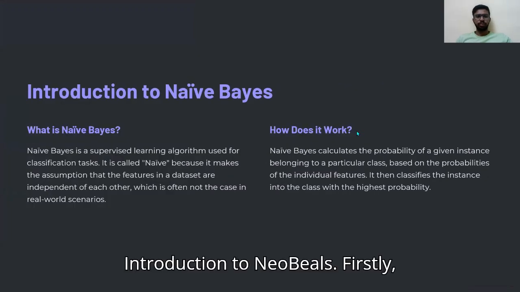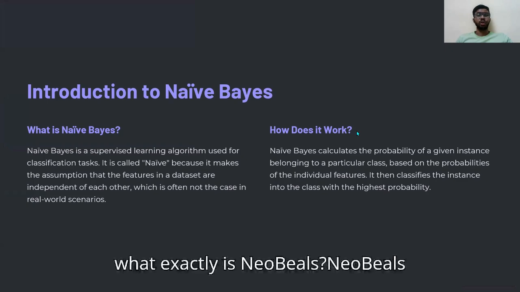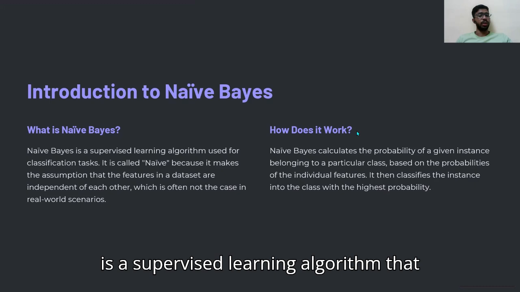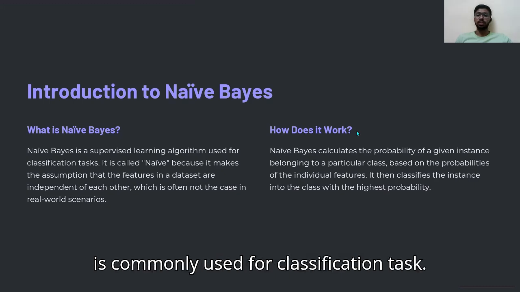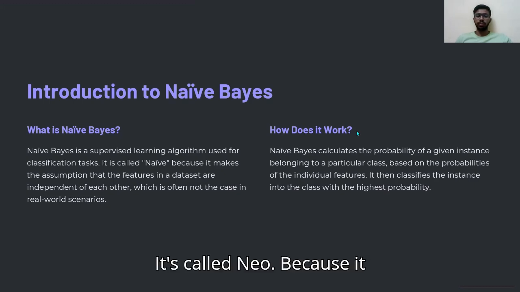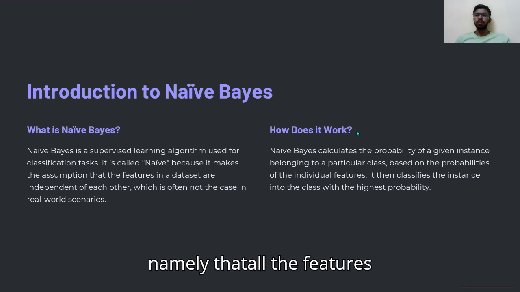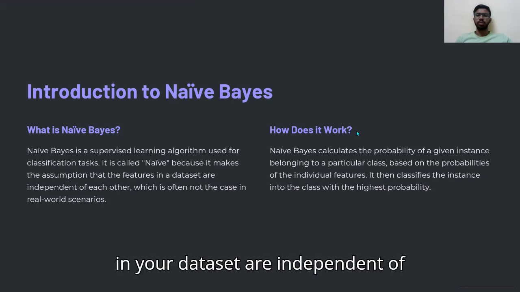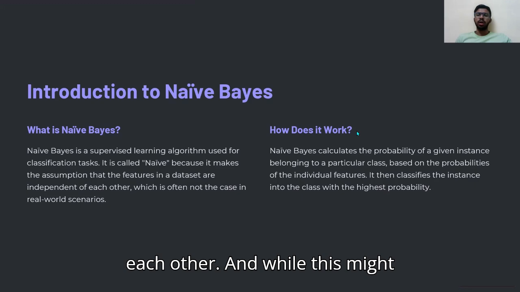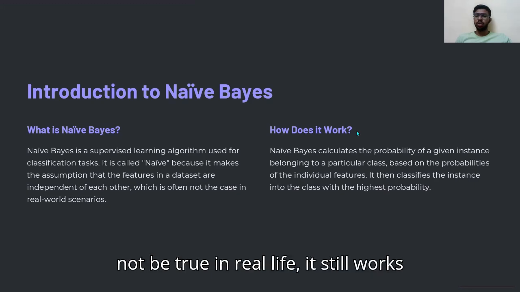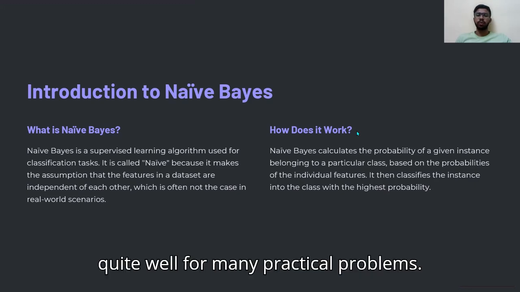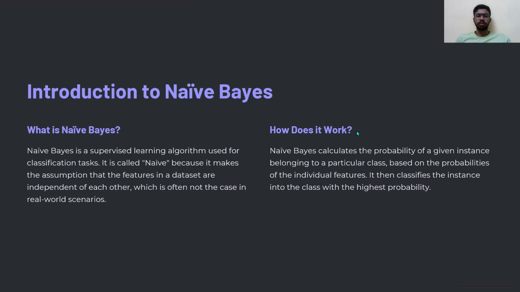Introduction to Naive Bayes. Firstly, what exactly is Naive Bayes? Naive Bayes is a supervised learning algorithm that is commonly used for classification tasks. It's called naive because it makes a rather strong assumption, namely that all the features in your dataset are independent of each other. And while this might not be true in real life, it still works quite well for many practical problems. Here's how it works.